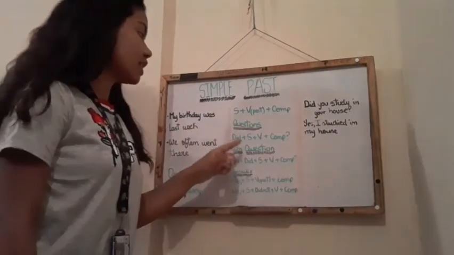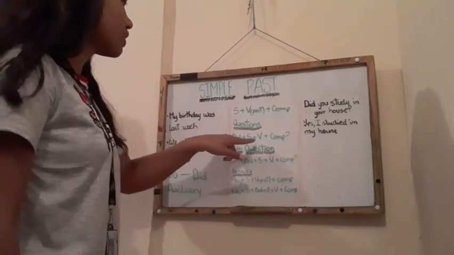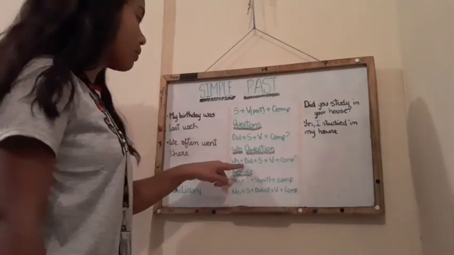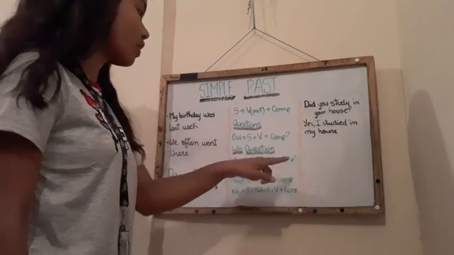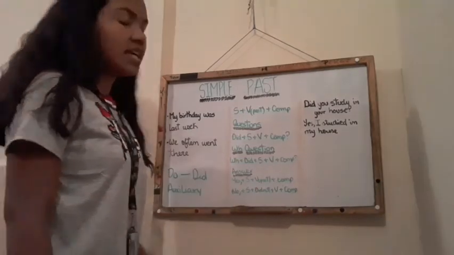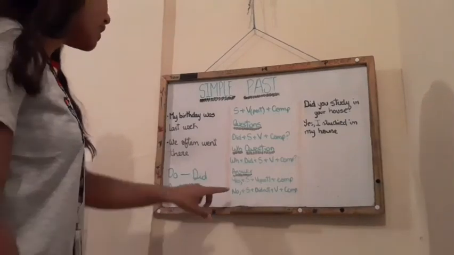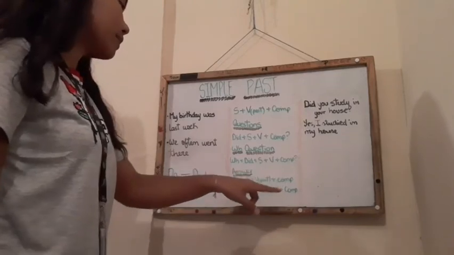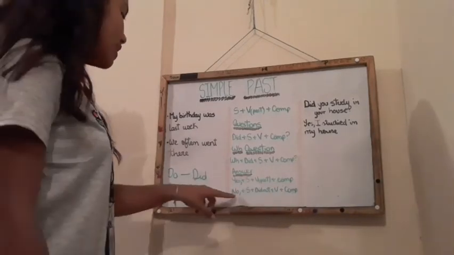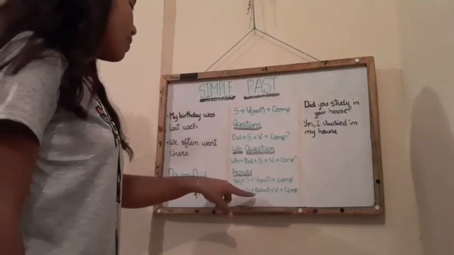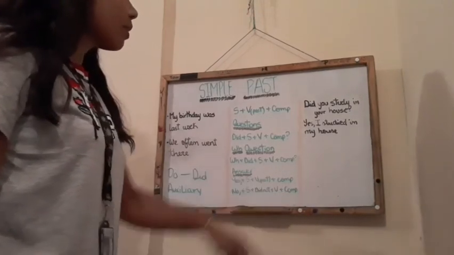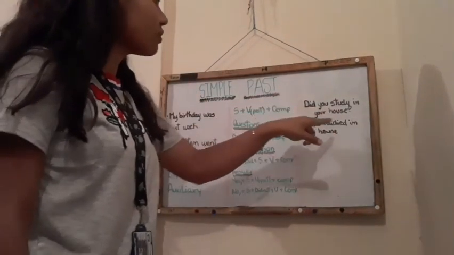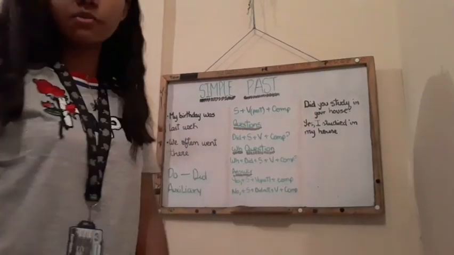In questions it is did, plus subject, plus verb, plus complement. In a what question it is what, plus did, plus subject, plus verb, plus complement. In answers, affirmative sentences are yes, plus subject, plus verb in the past, plus complement. In negative sentences it is no, plus subject, plus did not, plus verb, plus complement. For example, did you study in your house? Yes, I studied in my house.